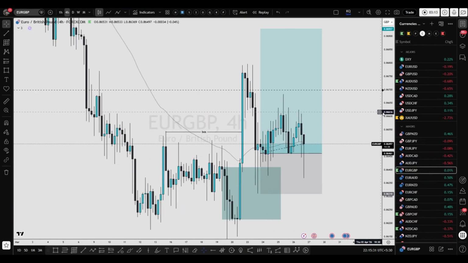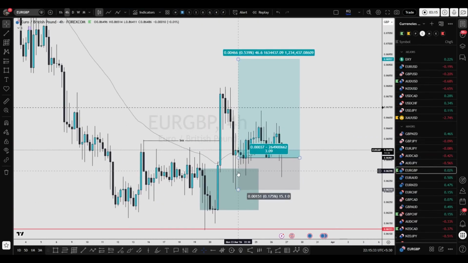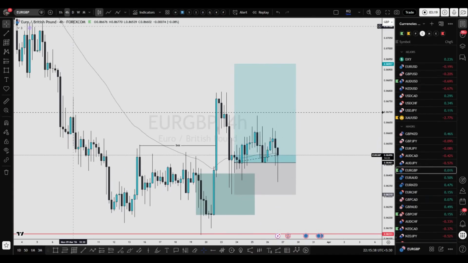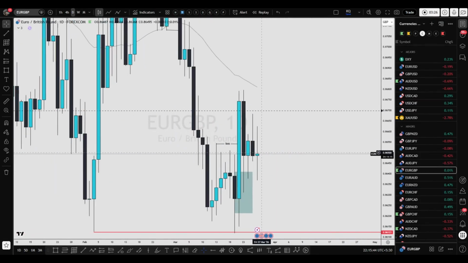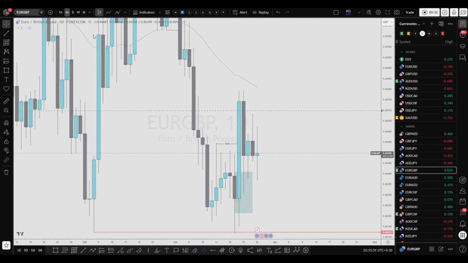Euro GBP, I'm just holding this trade from the last 3 days and it's just stuck inside a tight range. Let's see how it unfolds. I'm still in this trade. I'm still holding this position. If the daily candle manages to close like this one as a bullish one, in that case we can expect a new start of the bullish trend. But let's see how it unfolds.